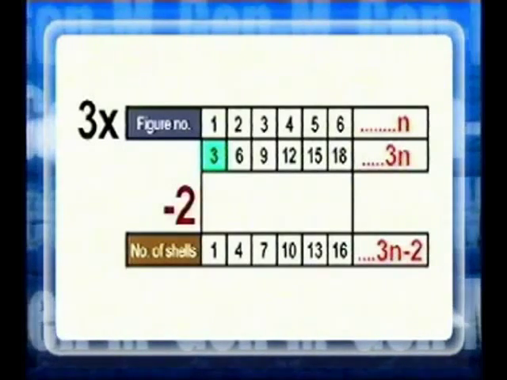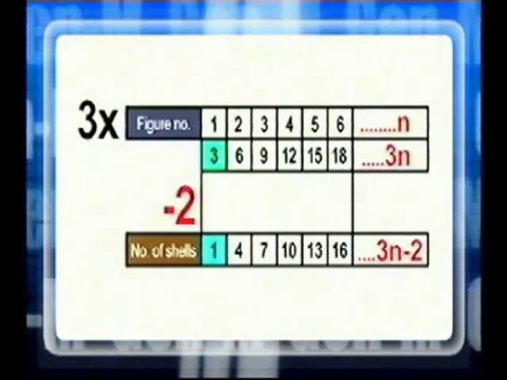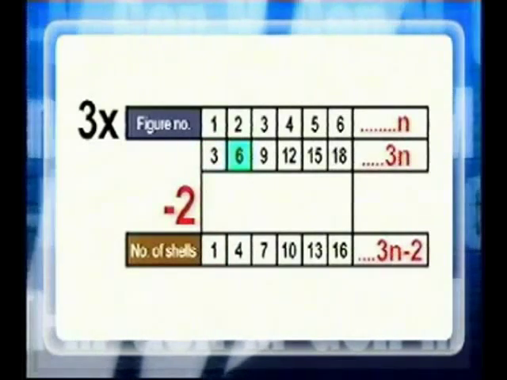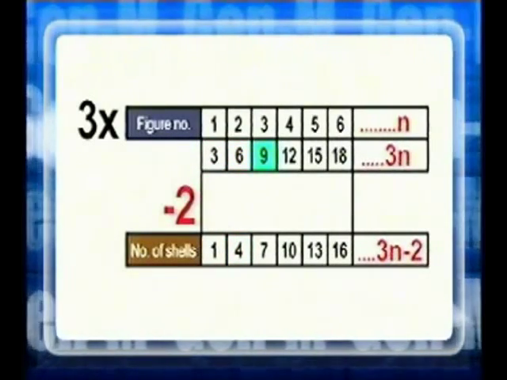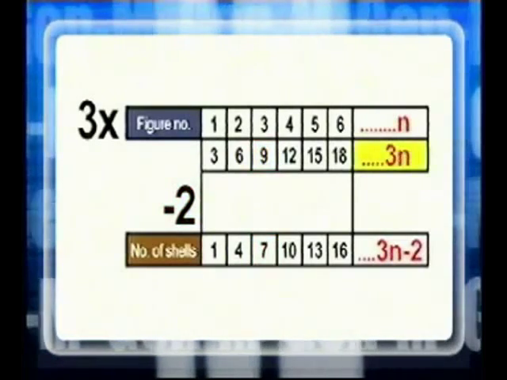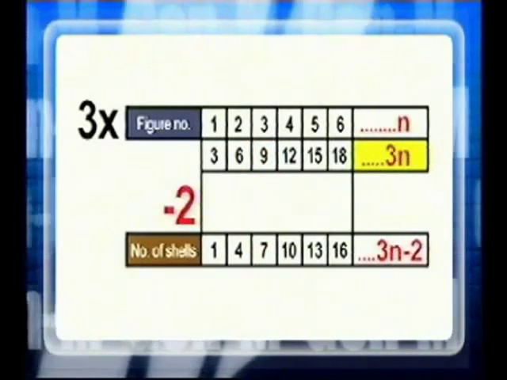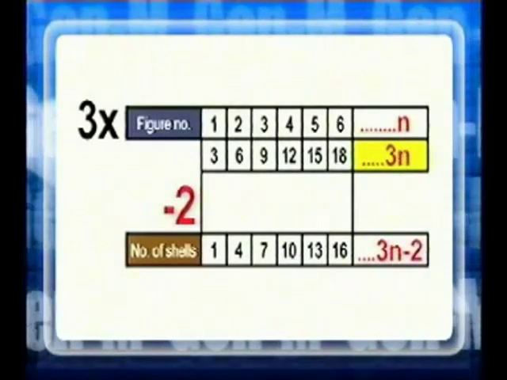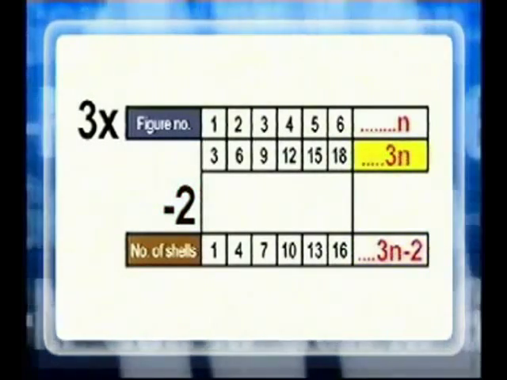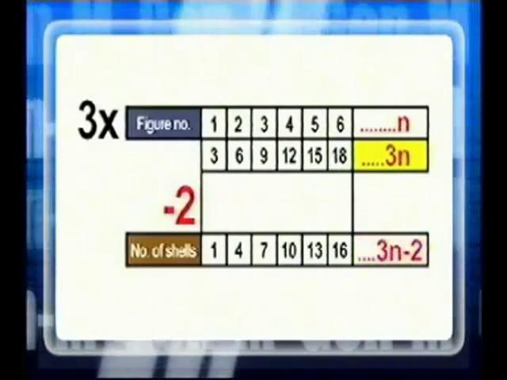3 minus 2 is equal to 1. 6 minus 2 is equal to 4. 9 minus 2 is equal to 7. 12 minus 2 is equal to 10. 15 minus 2 is equal to 13. 18 minus 2 is equal to 16.